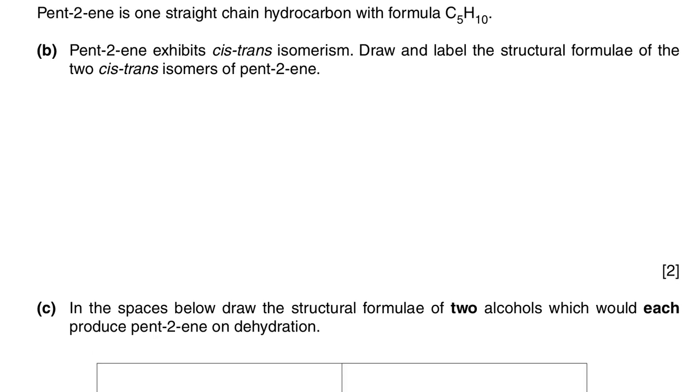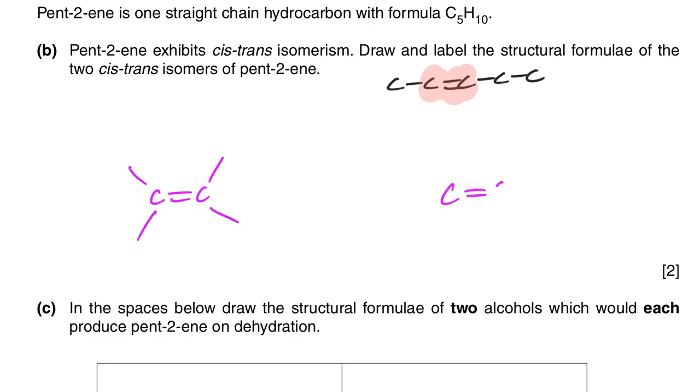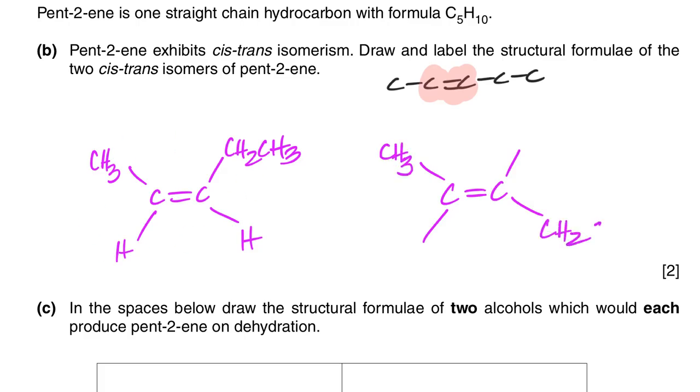Then it says pent-2-ene is one of the isomers of C5H10. So what's pent-2-ene? It means it's got 5 carbons and the second one is the double bond. If you make the double bond, what you realize is that you have to be able to make the cis-trans version. So you make it in this form. In one case you put the CH3 there and the CH2CH3 there, because that's what you have: CH3 on one side, CH2CH3 on the other side. This I've made the cis, and this would be the trans.